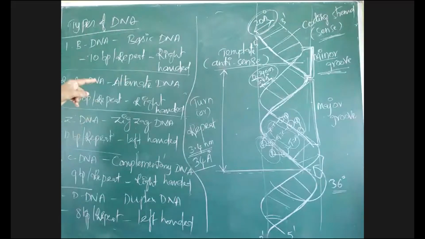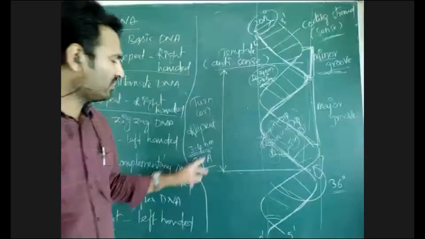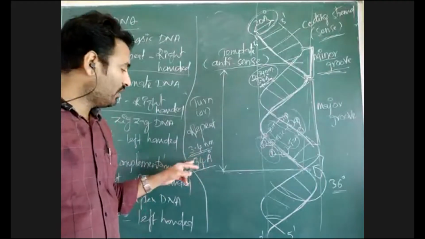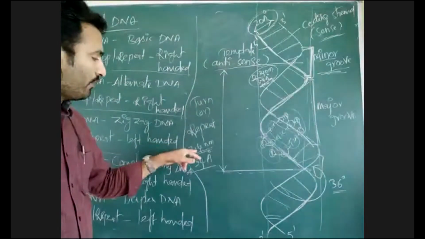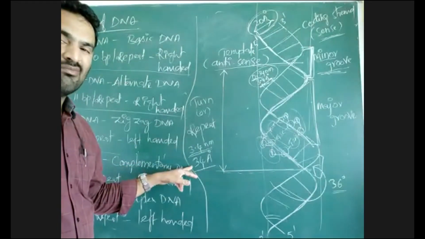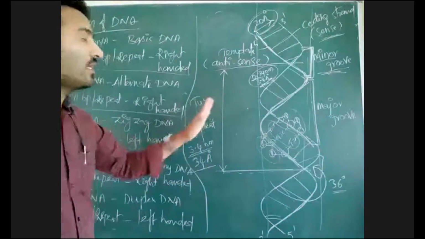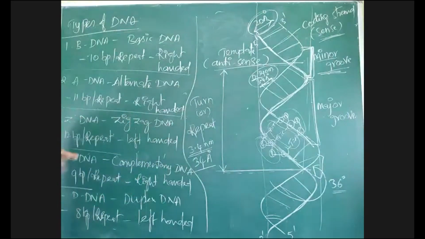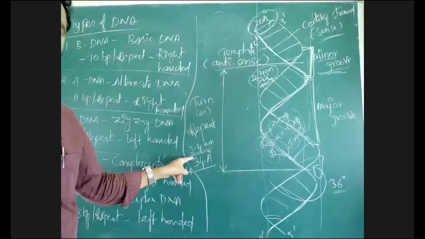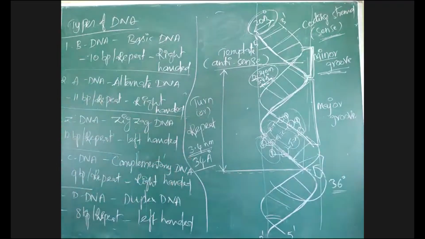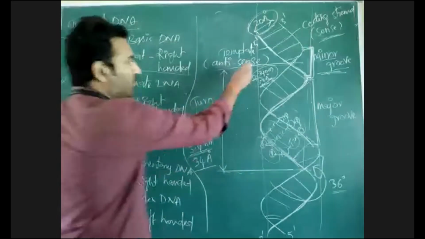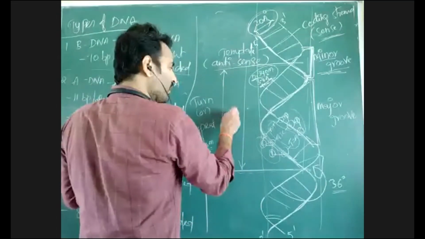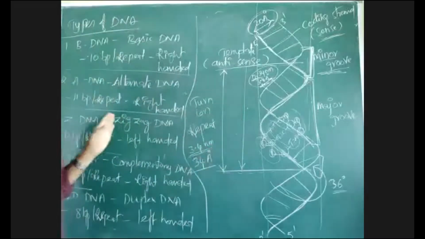Here, the length is there now. aDNA has 11 base pairs, but that is not 3.4 times 11, as you may ask. No. Only bDNA has 34 Angstroms in one repeat. aDNA has only 25 Angstroms, even though 11 base pairs are there. But that is not needed here.